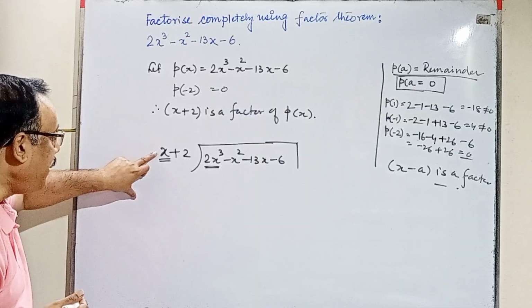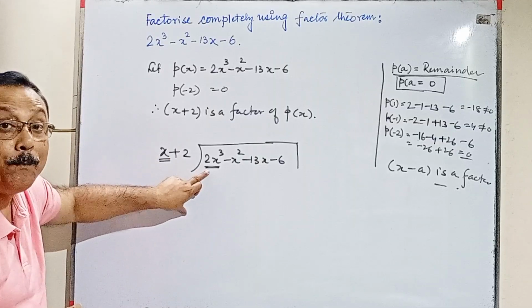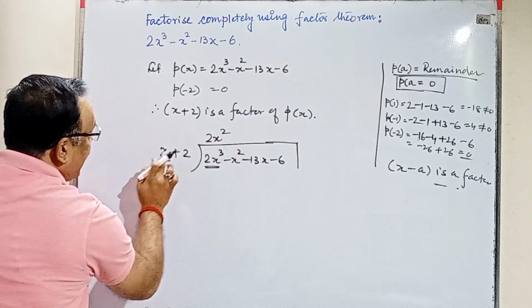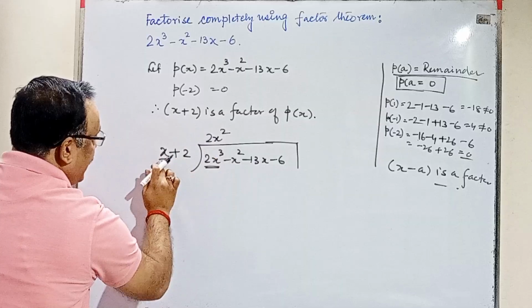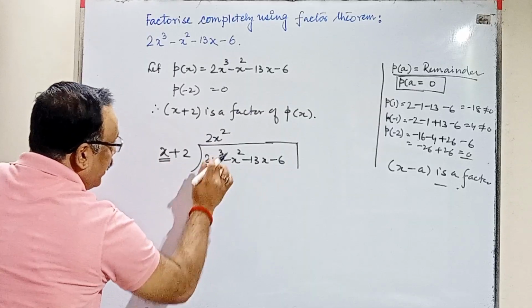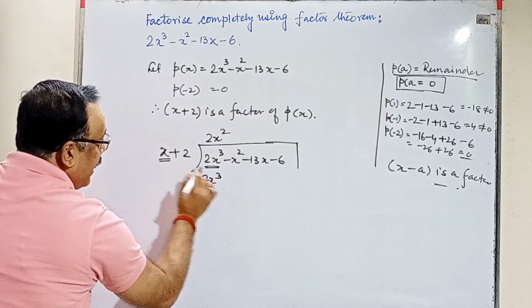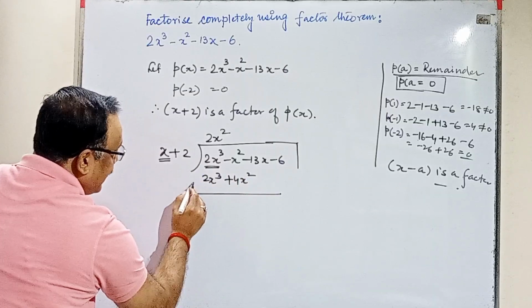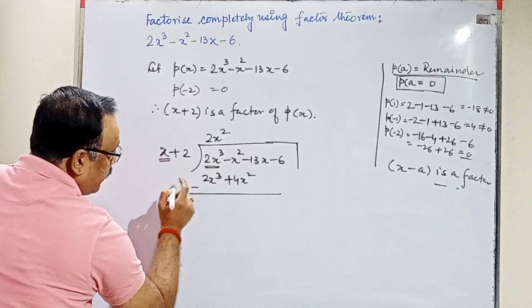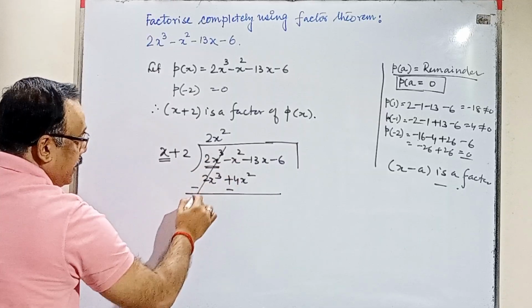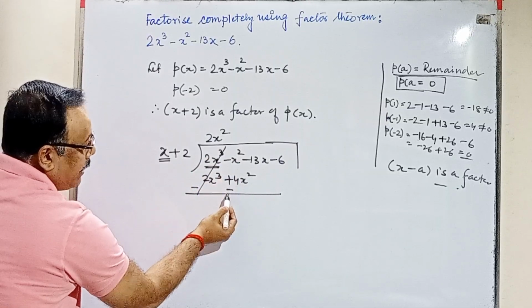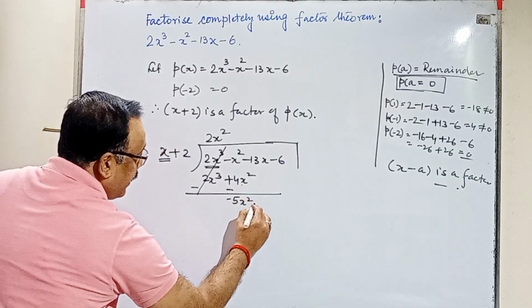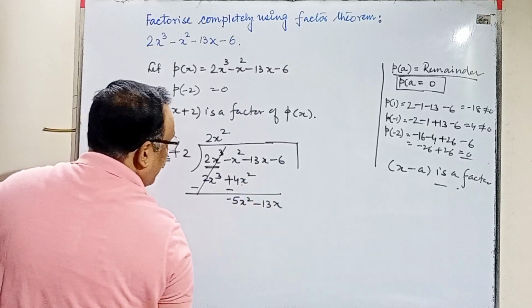Now what should I multiply with x so that I can get 2x cube? If I multiply 2x square, 2x square into x will give me 2x cube. 2x square into 2 will give me plus 4x square. I'll write below this. Now both are the same sign, so I'll change the sign. I'm subtracting. So this is plus, this will become minus. This is plus, this will become minus. This cancels. Minus x square, minus 4x square, so this becomes minus 5x square. Minus 13x I'll bring down.